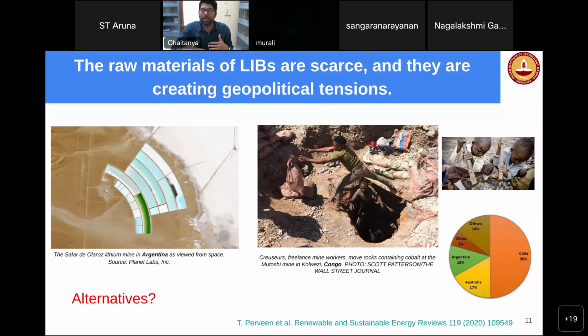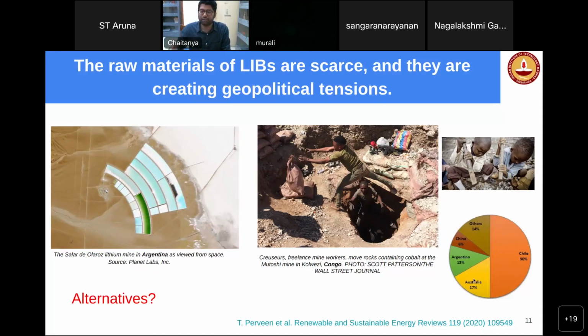So in order to obtain the components that are there in the lithium-ion battery, we are actually creating new kinds of trouble, and this will also slowly lead to geopolitical tensions, because the lithium resources are not equally available, and the ways to extract them are also not very good. As seen in this particular graph, the majority of lithium deposits are in Chile, and some in Argentina, Australia, etc.